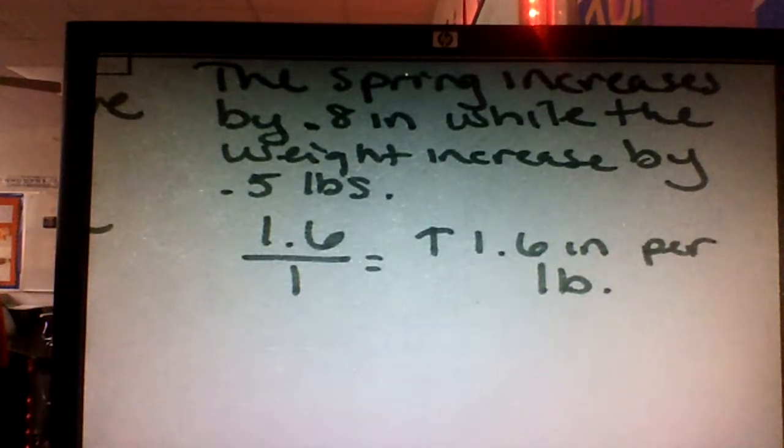0.8 divided by 0.5. Because think about it. If you have 2 times 0.5, 2 halves make a whole, right? So 2 of 0.5 make a whole. Well, then 2 times 0.8 is 1.5.